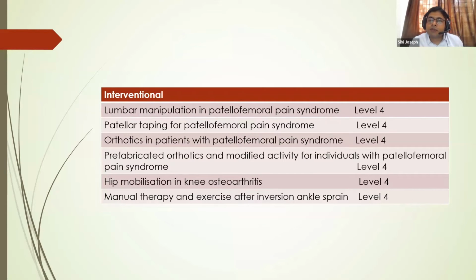These are the interventional CPRs. Lumbar manipulation in patellofemoral pain syndrome, patellar taping for patellofemoral pain syndrome, orthotics in patients with patellofemoral pain syndrome, prefabricated orthotics and modified activity for individuals with patellofemoral pain syndrome, hip mobilization in patients with knee osteoarthritis, manual therapy and exercise after inversion ankle sprain.